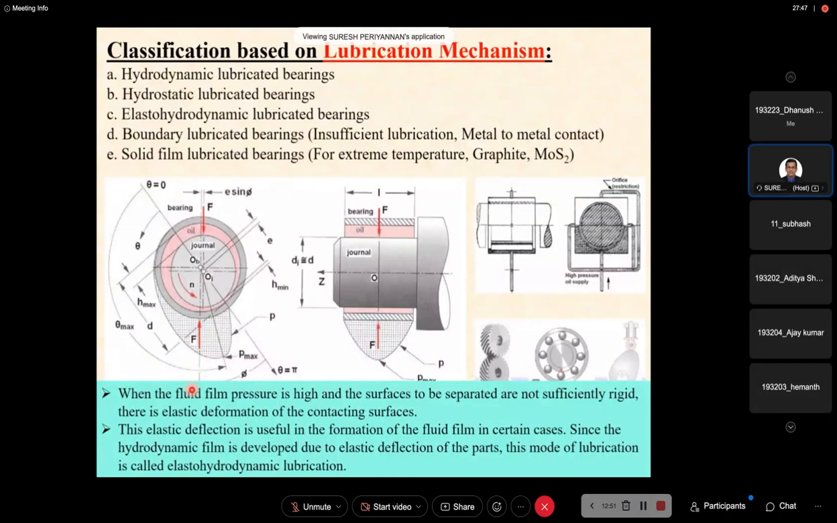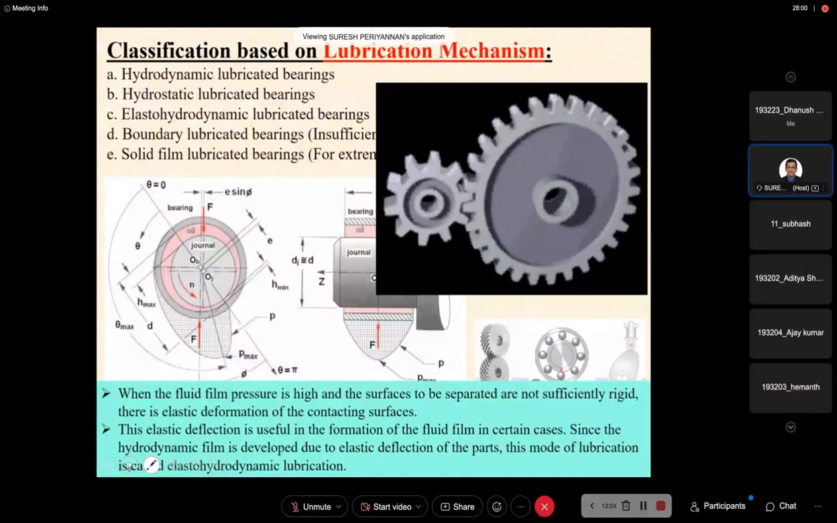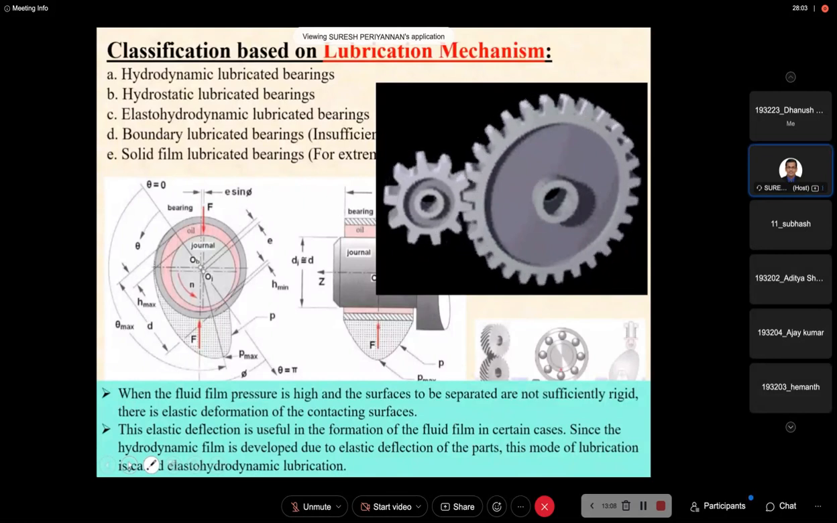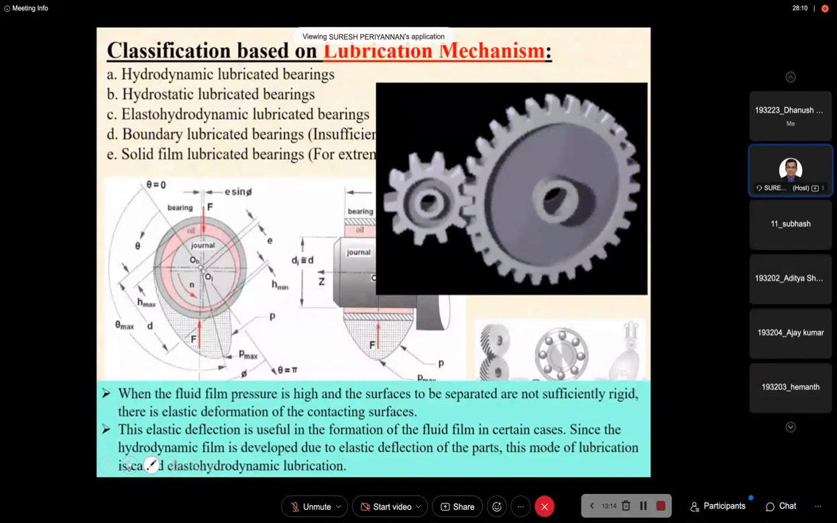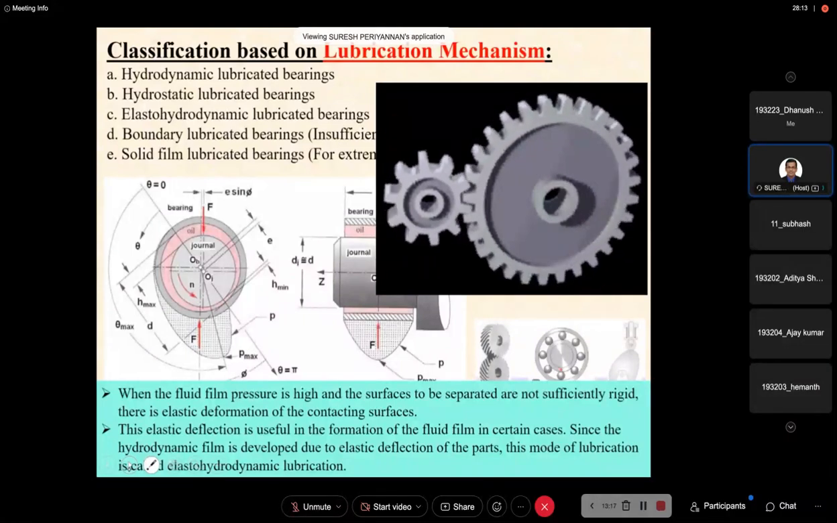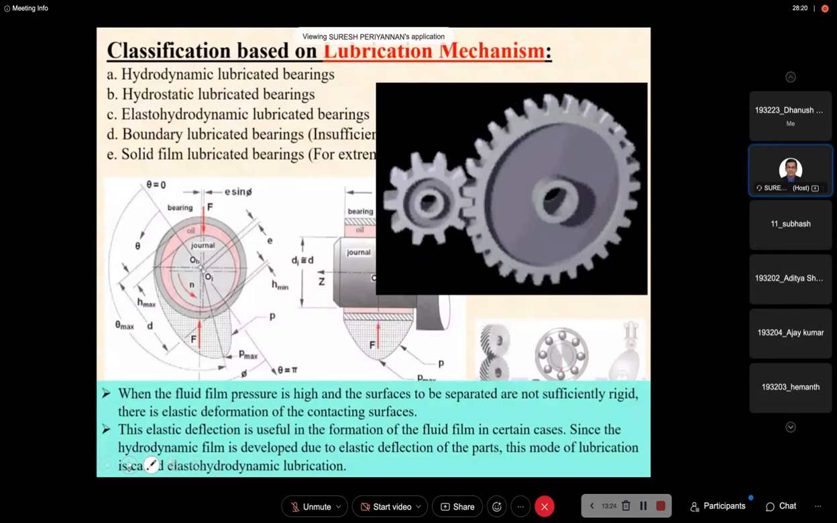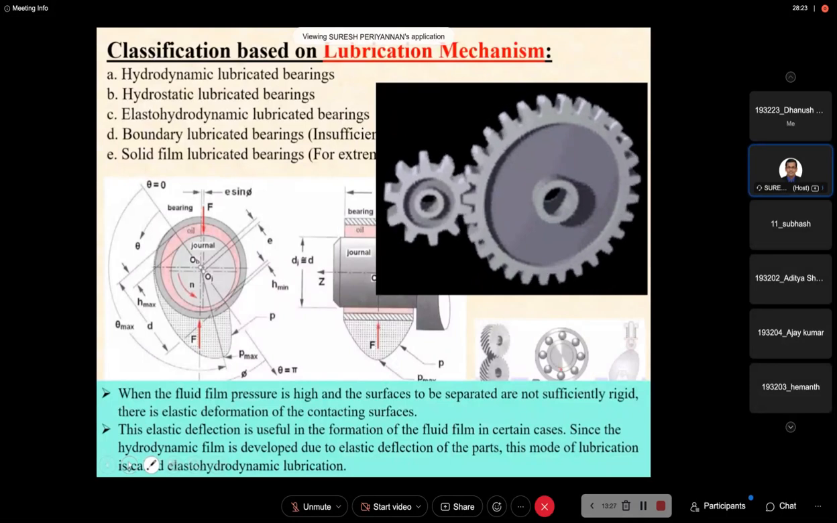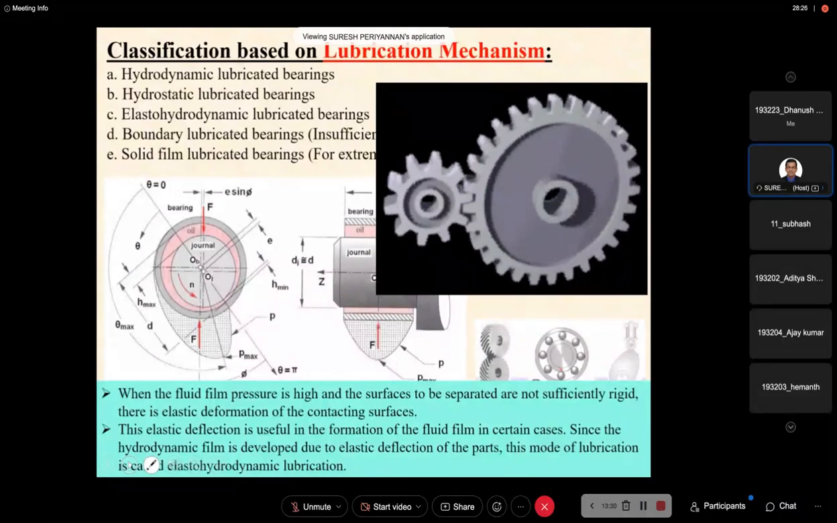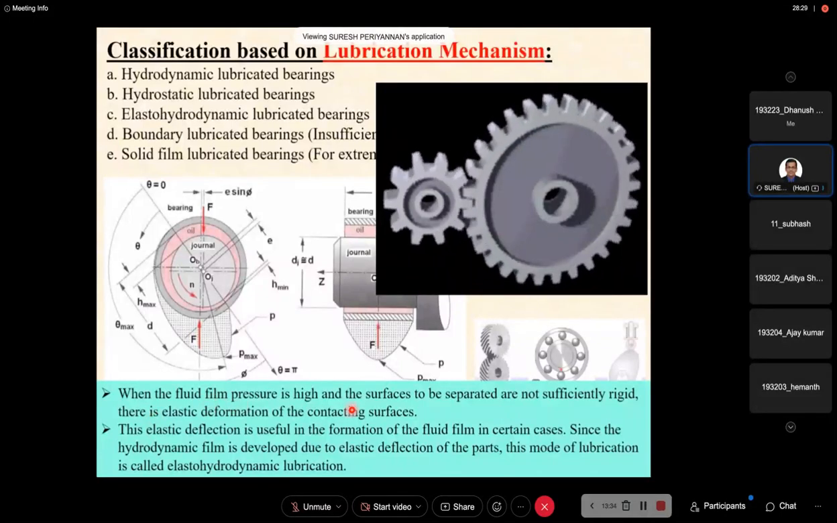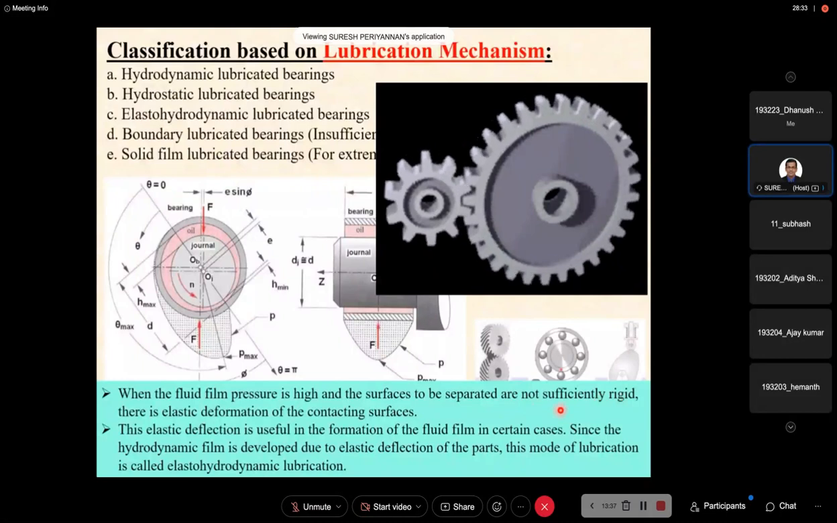Now we are talking about elasto hydrodynamic lubrication, when the fluid pressure is high and the surfaces to be separated are not sufficiently rigid. For example, here I will show you one more video. Examples for elasto hydrodynamic lubrication are gears, meshing teeth of gears, roller bearings, and camshafts. Here the fluid pressure is high and the surfaces are not sufficiently rigid.